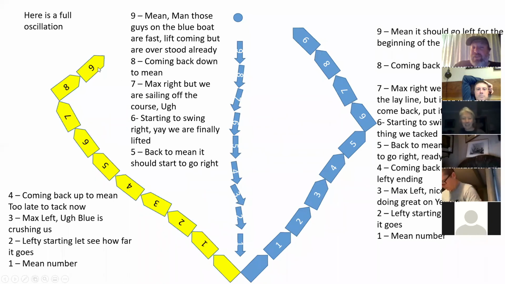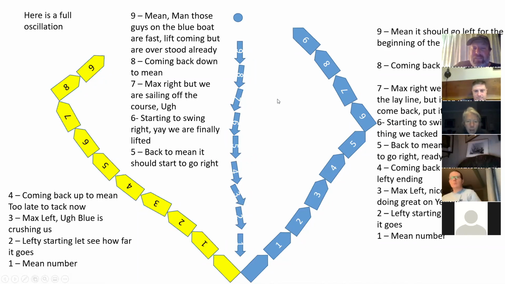Nine, now the breeze is back to mean, and you're going to start getting a lift. But if you look, they're kind of overstood. And usually you have somebody say, man, those guys in the blue boat are really fast. Lift coming, but we overstood. Now, technically, the boats didn't go any different speed. They just took advantage of the wind shift differently. And this is shown pictorially by a graph. Look at the difference in how much the blue boat gained on the yellow boat. It's huge. And that was just from one oscillation.